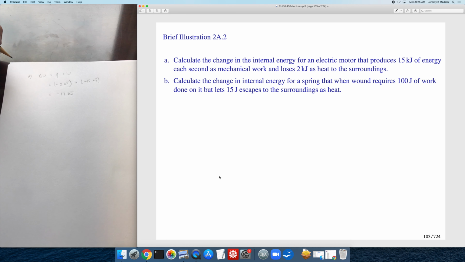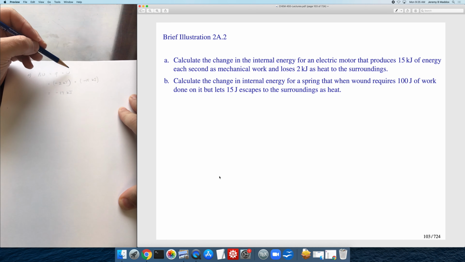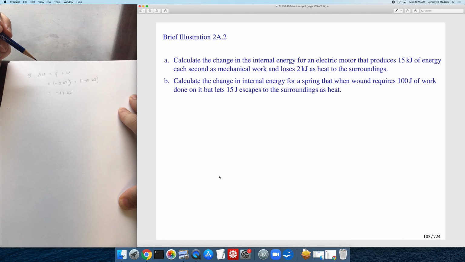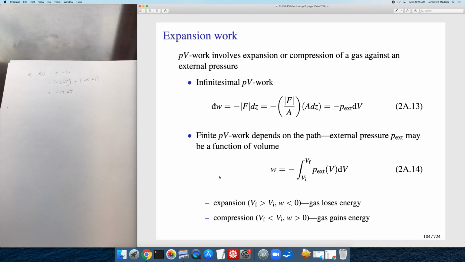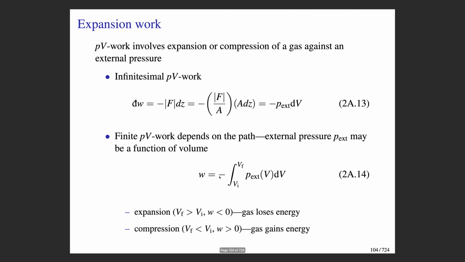I'll leave the part B as an example for you to try yourselves. Again, it's going to use this formula, and then what you have to do is figure out, is the number for the work positive or is it negative? Same thing for the heat. And so this is practicing your sign conventions for heat and work. I'll move on to the next subtopic here.